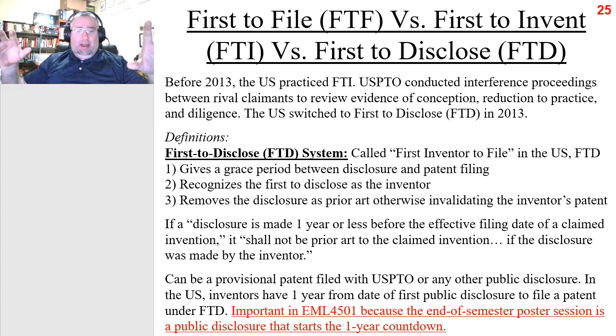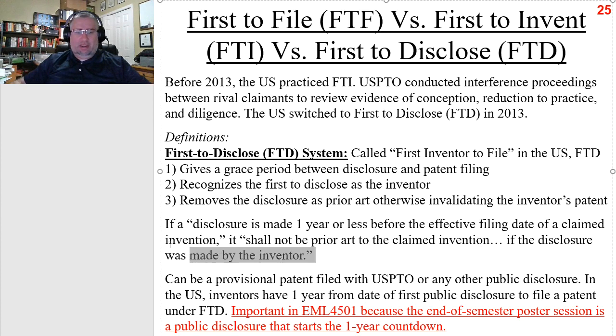So this gives you the ability to... Well, okay, so we'll start with the mechanism of a provisional patent. So if disclosure is made 1 year or less before the effective filing date of a claimed invention, it shall not be prior art to the claimed invention if the disclosure was made by the inventor. Okay, so that's right out of the USPTO statute.